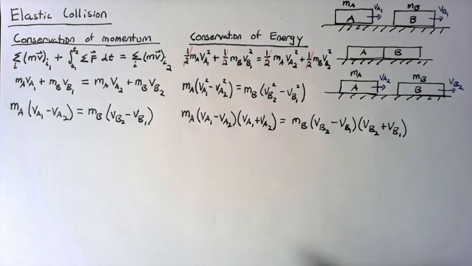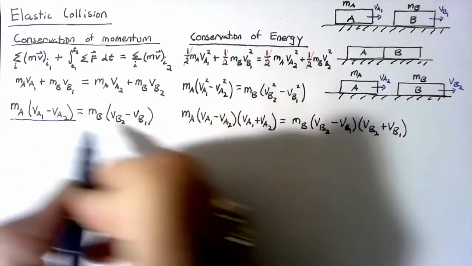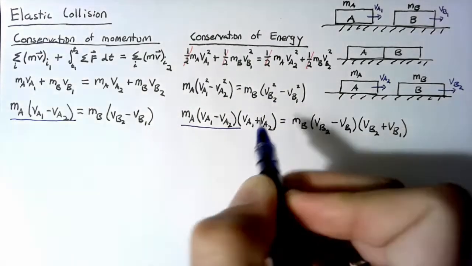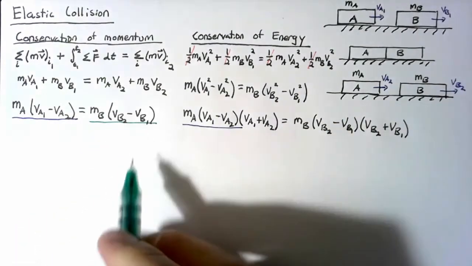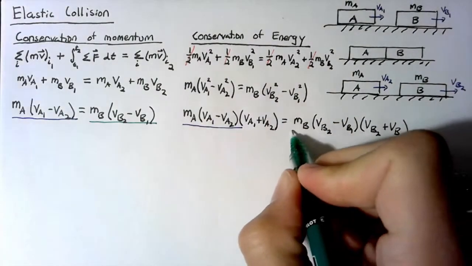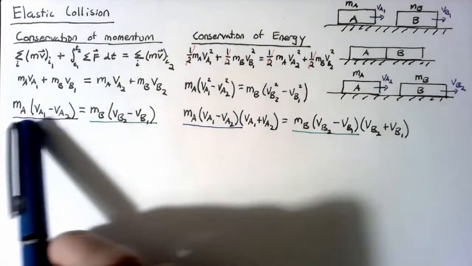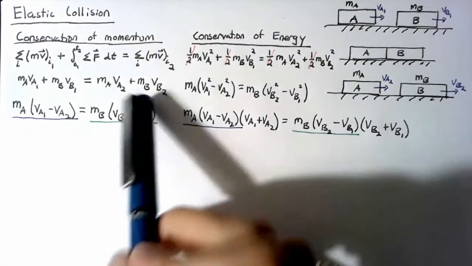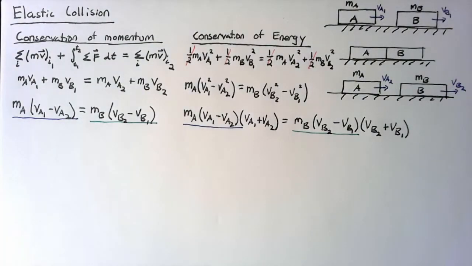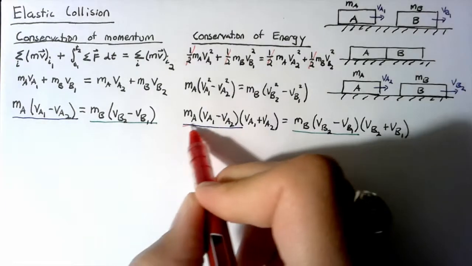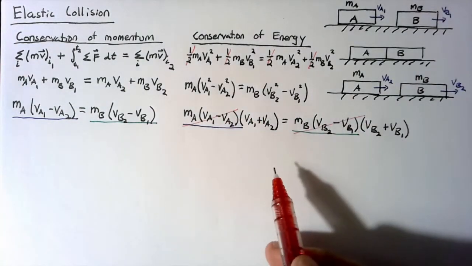And what we see here is something that looks very similar to our conservation of momentum. We get this ma multiplied by va1 minus va2, and on the right-hand side, we see mb multiplied by vb2 minus vb1. So because these two things are equal as defined by the conservation of momentum, we can actually divide both of them out. So we can just completely get rid of the conservation of momentum equation that we found in our conservation of energy.